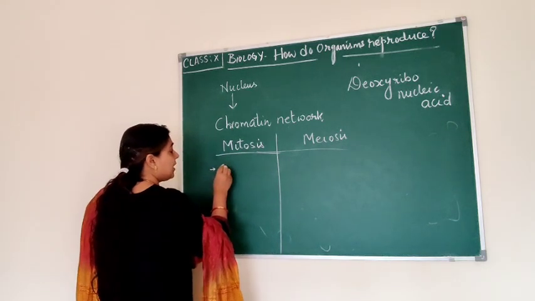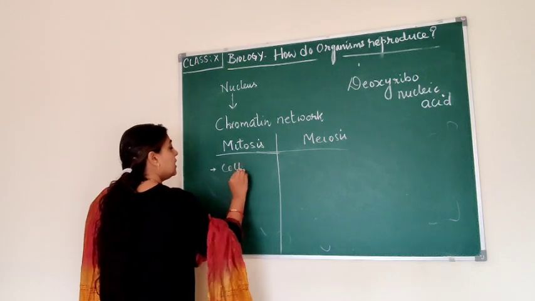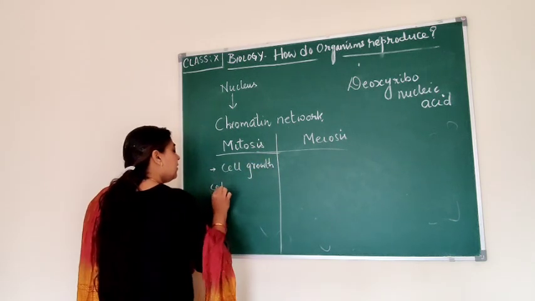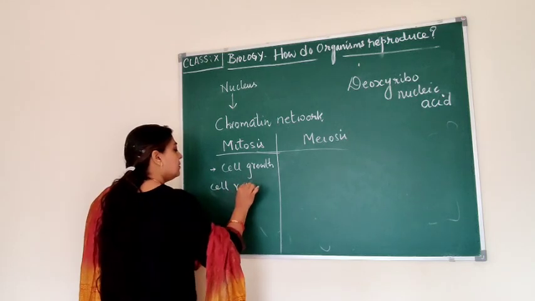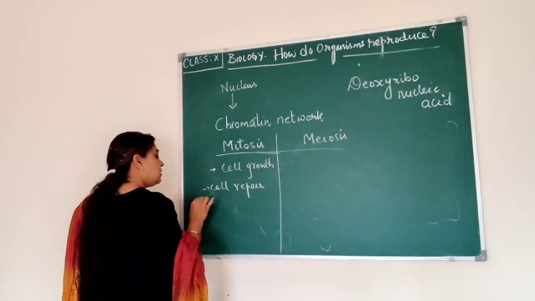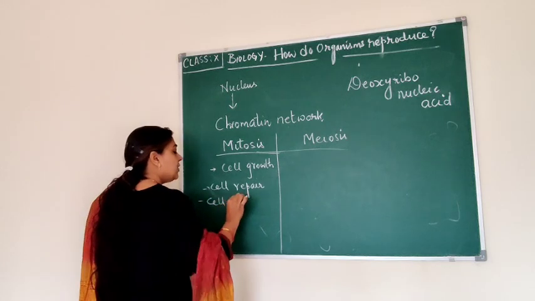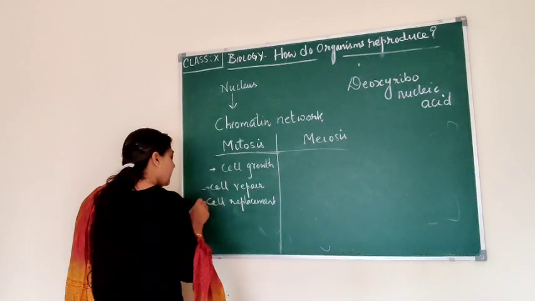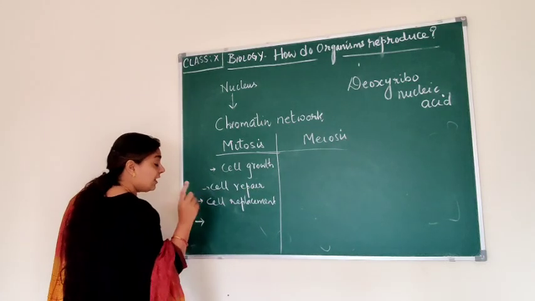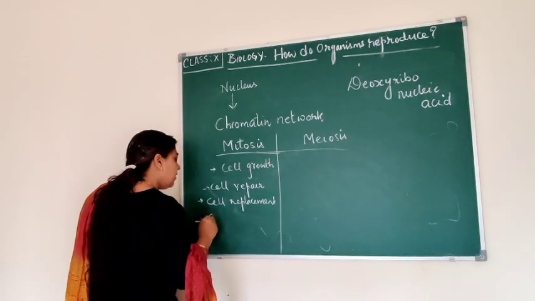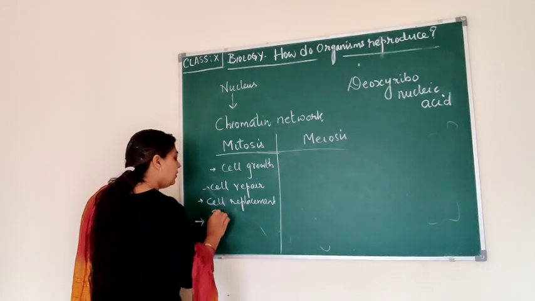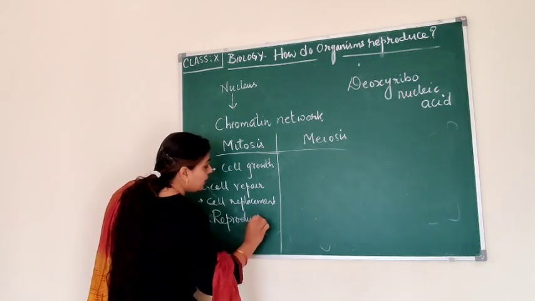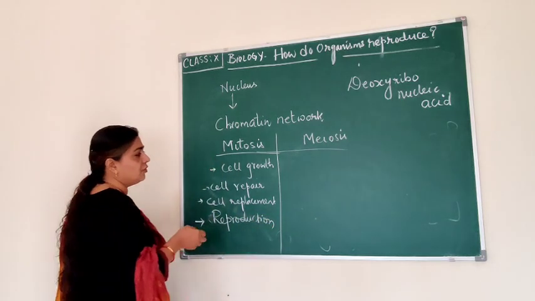So what is the importance of mitosis cell division? It will help in cell growth, cell repair, cell replacement, and in the case of a unicellular organism, it will become a type of reproduction. So this is what we call mitosis cell division.